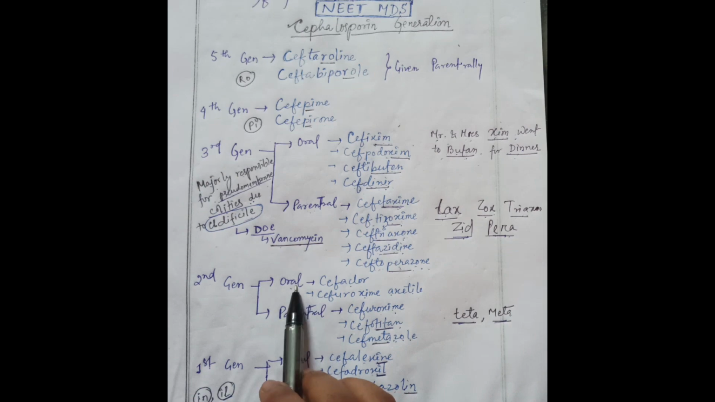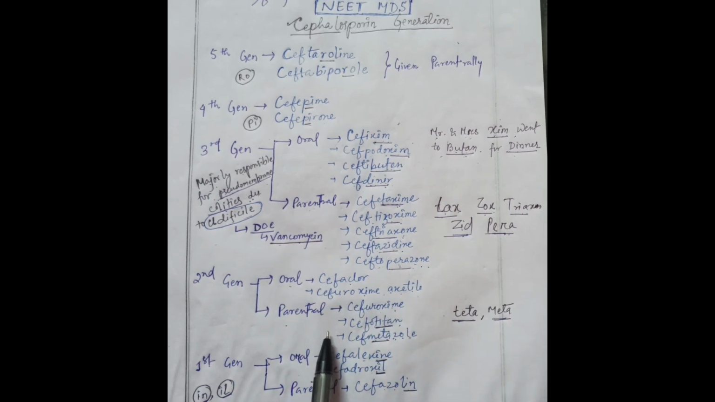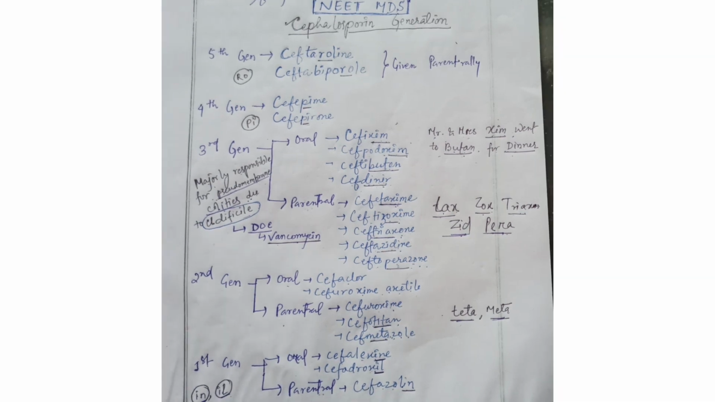2nd generation, orally, cefaclor and cefuroxime axetil, and parenterally cefuroxime, cefotetan, cefmetazole. To remember tita and meta. And 1st generation, orally, cephalexin and cefadroxil, parenteral cefazolin. To remember it, in and il. So now I think it has become a little bit easy for all of you.